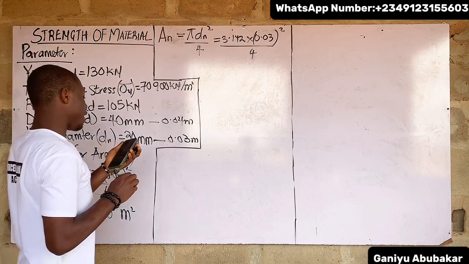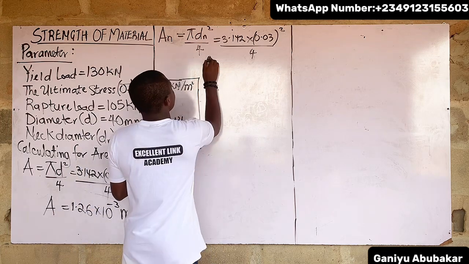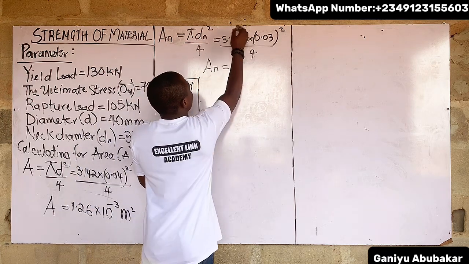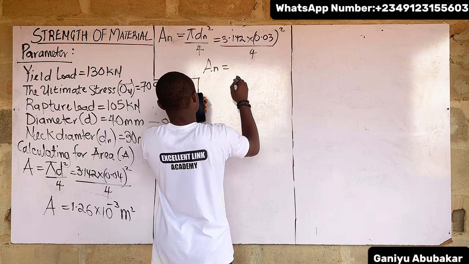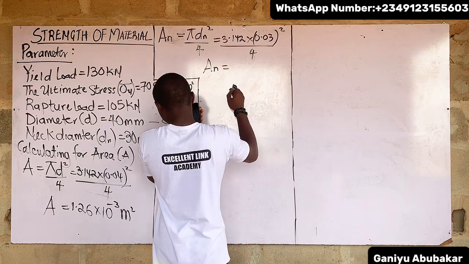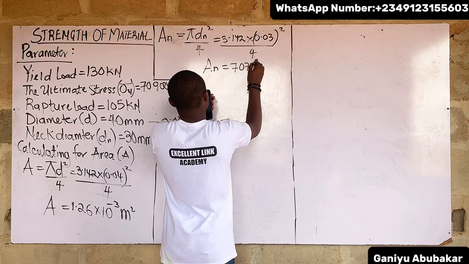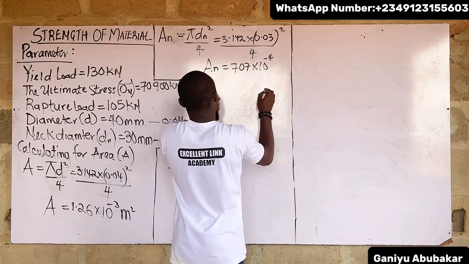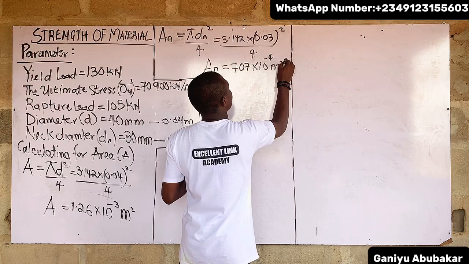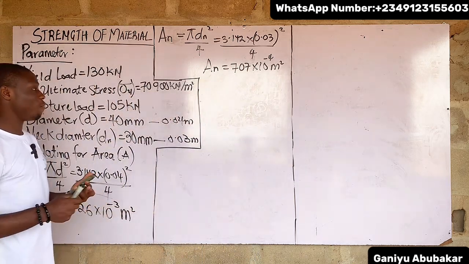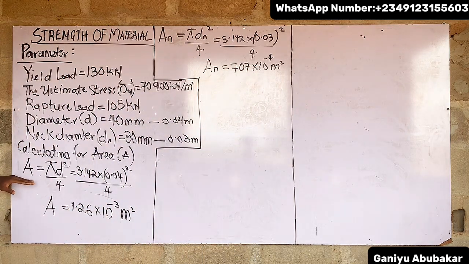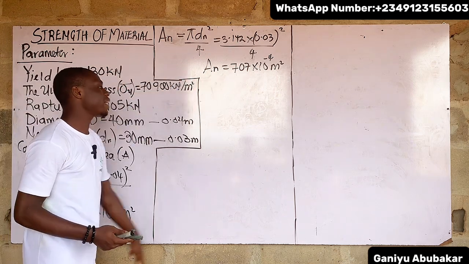So of course, the area for my neck diameter becomes A_N is equal to, multiply this and divide by 4. I'll have about 707 times 10 to the power minus 4 meter squared. So I have known my area now for each. This is my normal area and neck area is given now. I know them. So let's now get this done, please.